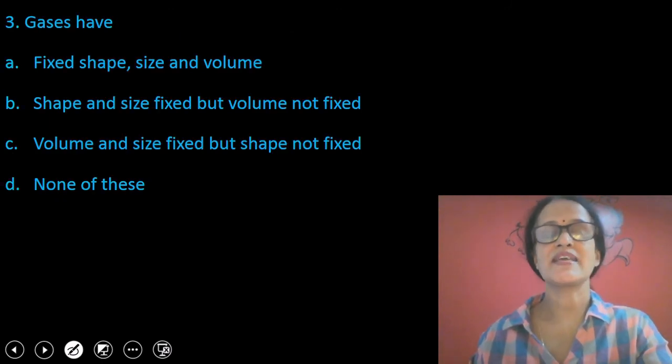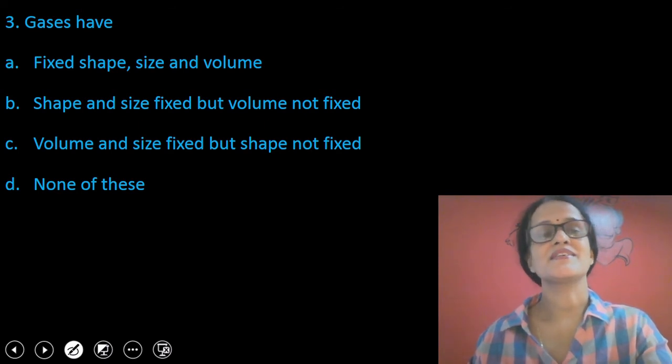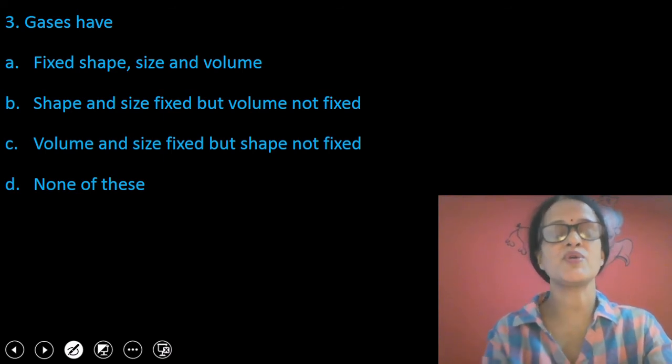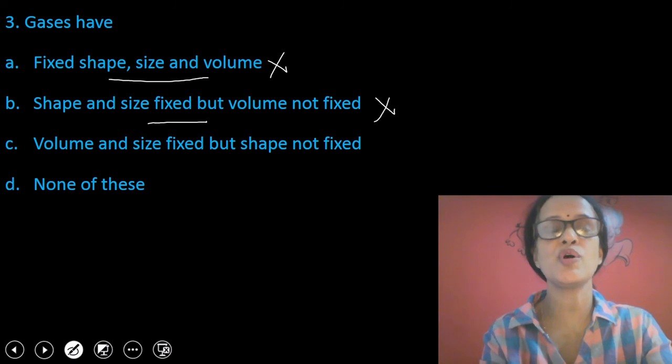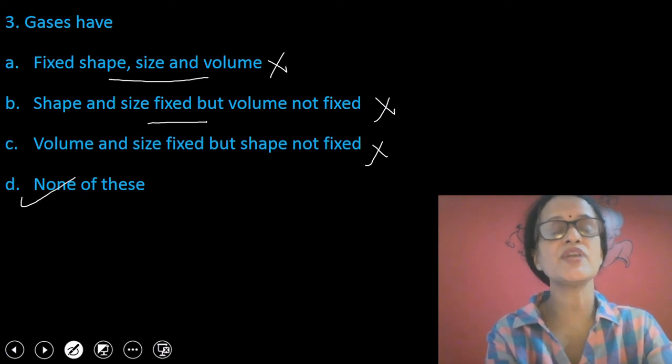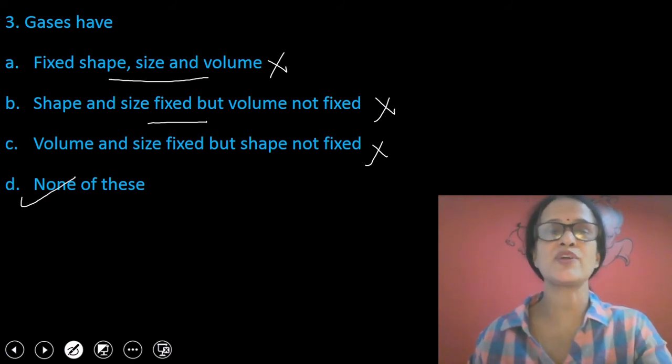Next question is, gases have. So they are asking about shape, size and volume. So you know that gases don't have a definite size, shape or volume. So first option is not correct because they are talking about fixed shape, size and volume. It is a wrong option. Second option is shape and size fixed. That is also a wrong option. Third option is volume and size fixed. This is also a wrong option. So your correct option is none of these. Option D is the correct option.